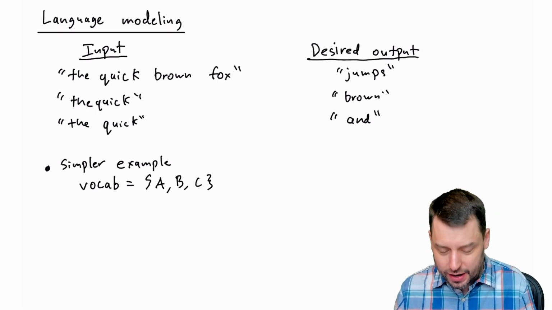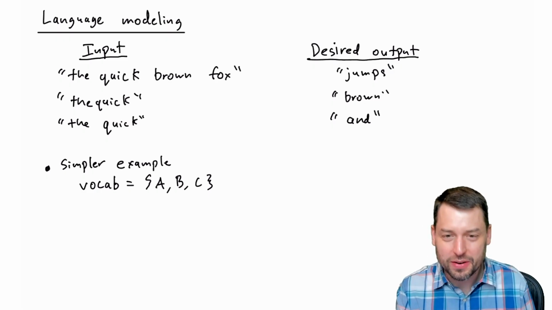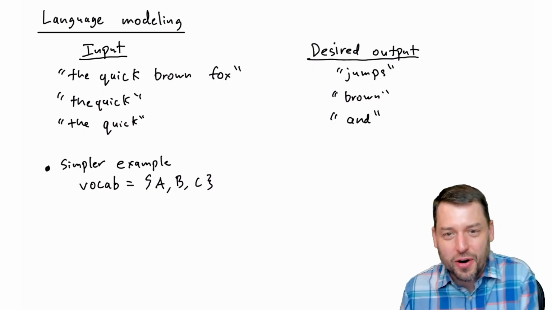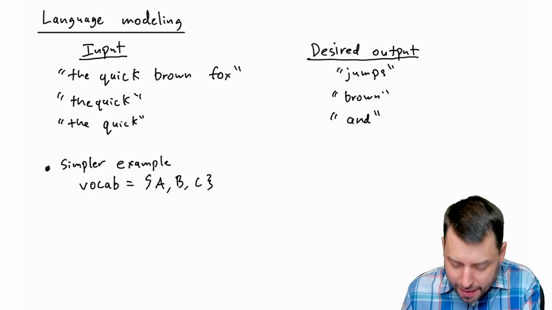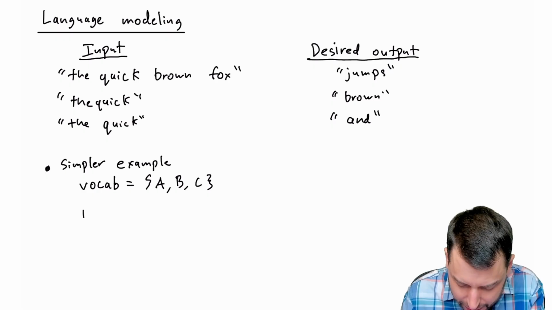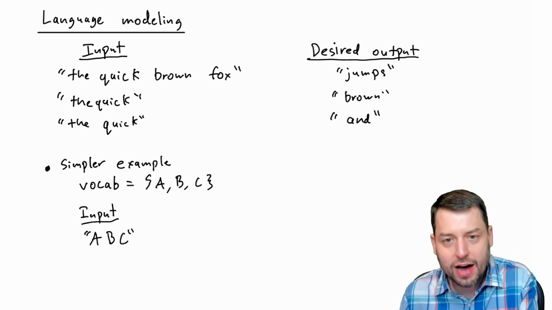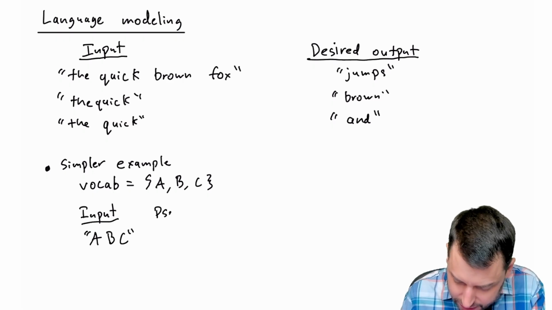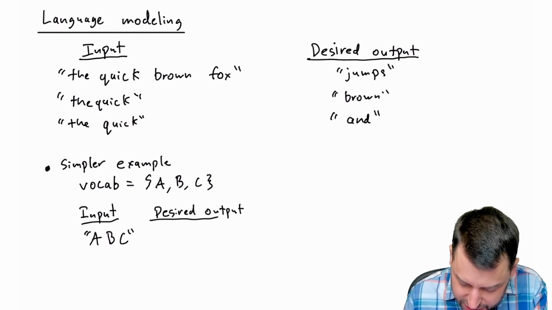Every word in our language is going to be either just the word A, the word B, or the word C. Not a very interesting language, I know, but it's just for conceptual purposes. So we're going to again think about an input, for example, the phrase A, B, C. And let's think about a desired output: if we see this phrase, ABC, we want to predict, in some sequence of text, that the next word is A.